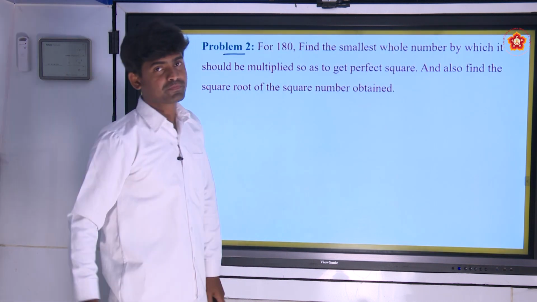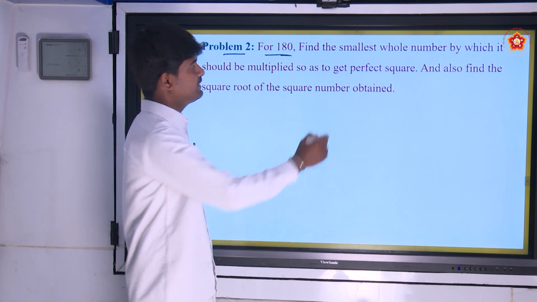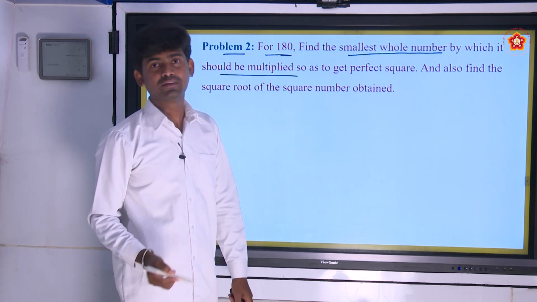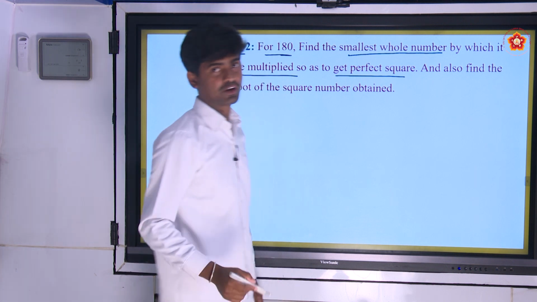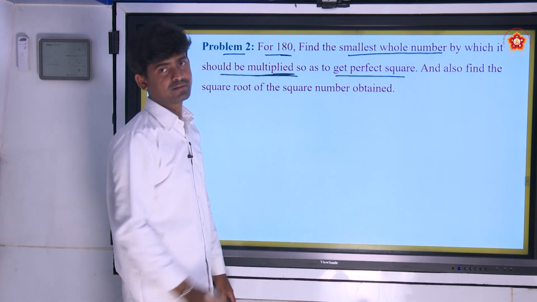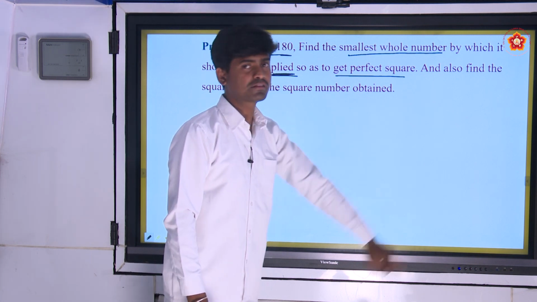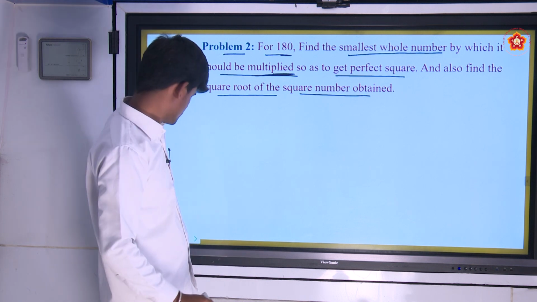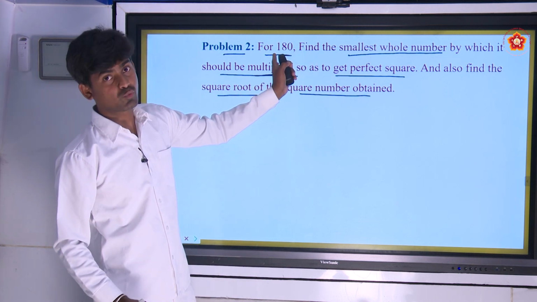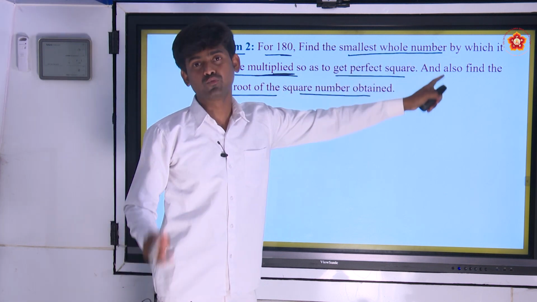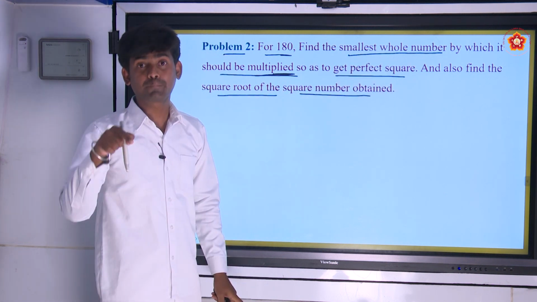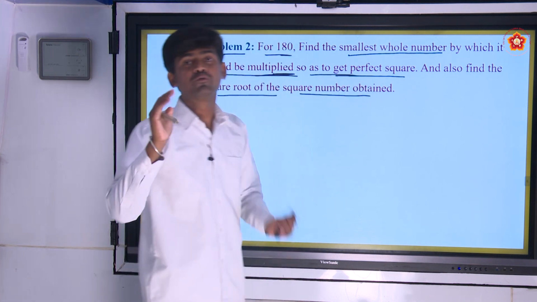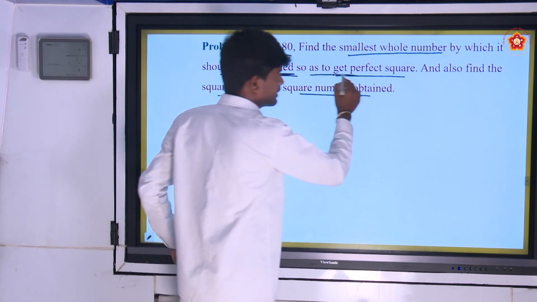Problem 2. For 180, find the smallest whole number by which it should be multiplied so as to get a perfect square, and also find the square root of the square number obtained. Okay, this is the problem. 180 is not a perfect square, so it should be multiplied so as to get a perfect square.